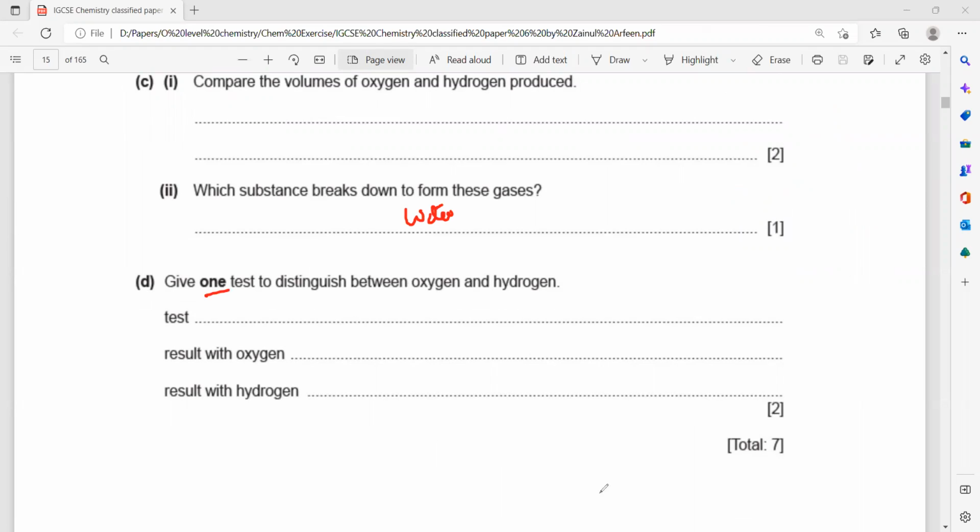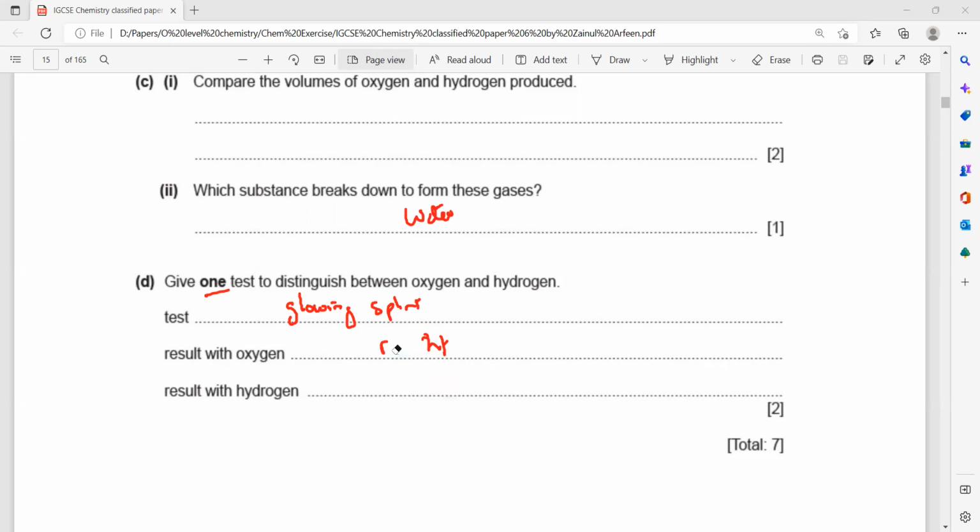Give one test to distinguish between oxygen and hydrogen. If you want to write a common test for them, for example, if you use a glowing splint, with oxygen we know the glowing splint will relight. But with hydrogen, there will be no effect.